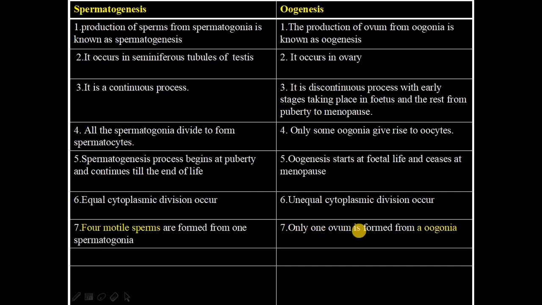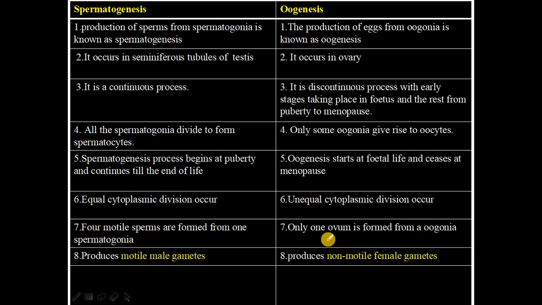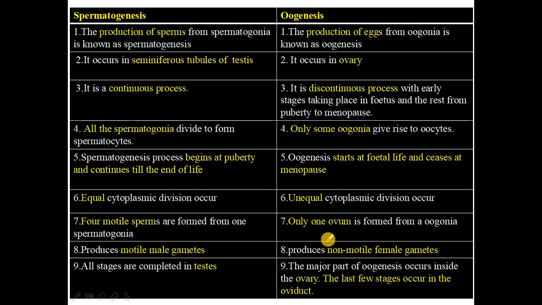In both types of gametogenesis, there is only one mother cell. In spermatogenesis, it is the spermatogonium. In oogenesis, it is the oogonium. But in spermatogenesis, 4 sperms are formed, and in oogenesis, only one ovum is formed. In spermatogenesis, motile gametes are formed. The male gametes are motile. In oogenesis, we see a non-motile ovum is formed. So the female gamete is non-motile.